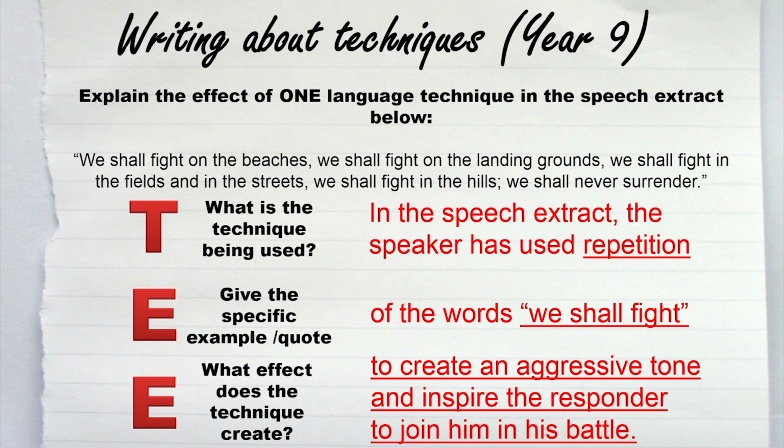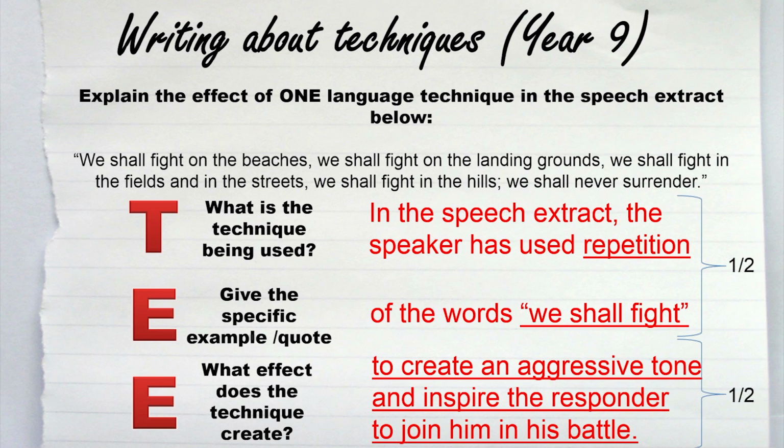One thing that's important to notice is that the last E is about half of the response. It's 3 lines, and T and E is 3 lines. Your effect needs to be probably about 50% of your answer because it's the most complicated bit and it's the bit that's really going to make it clear to whoever's marking or reading your responses that you know exactly what the effect is. It's the hardest bit. It's the bit that's worth the most. So you need T and E, the first two, to prove you know what you're talking about. And then that effect, that's where you put your personal touch into the response. So don't just write a few words for that last E. You want to really be specific and clear.